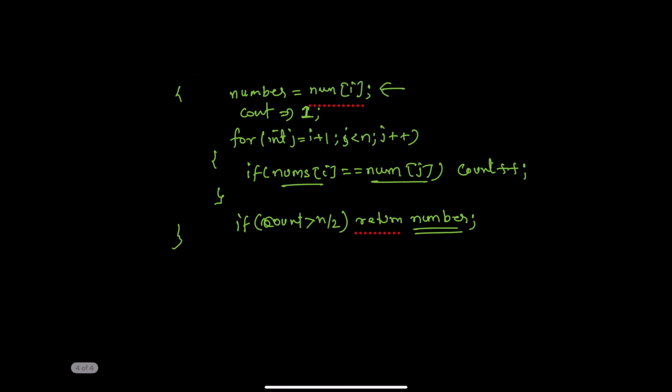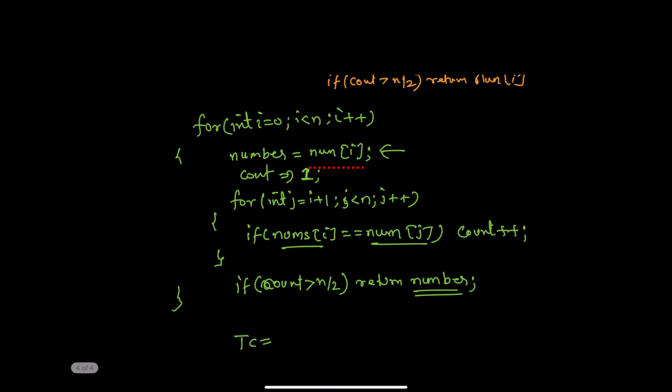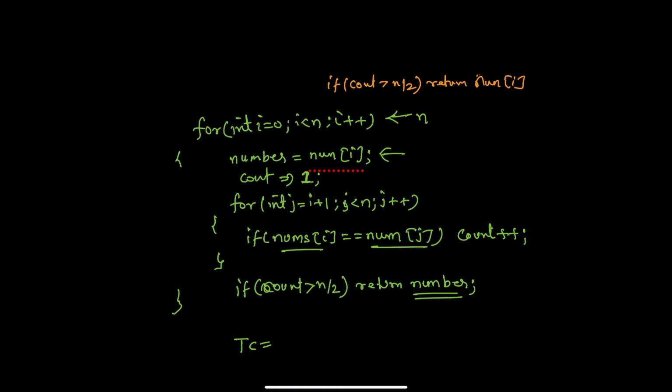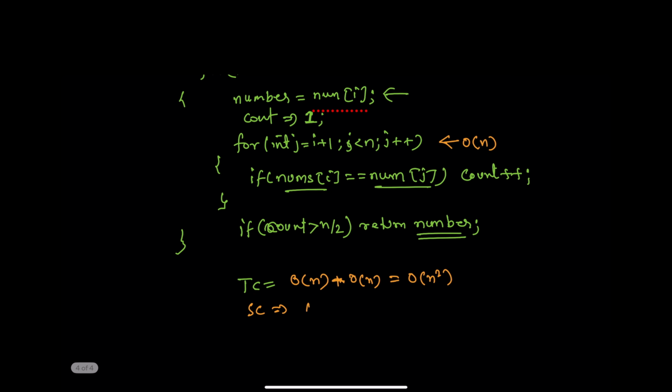Got it? Now let's discuss what is the time complexity of this solution. If we see, we are iterating the loop, one loop here which took O of n. This loop will take O of n, and this loop will also take O of n. So our time complexity is O of n into O of n, which is O of n square. And here the space complexity, we are not taking any extra space, so our space complexity is O of 1.